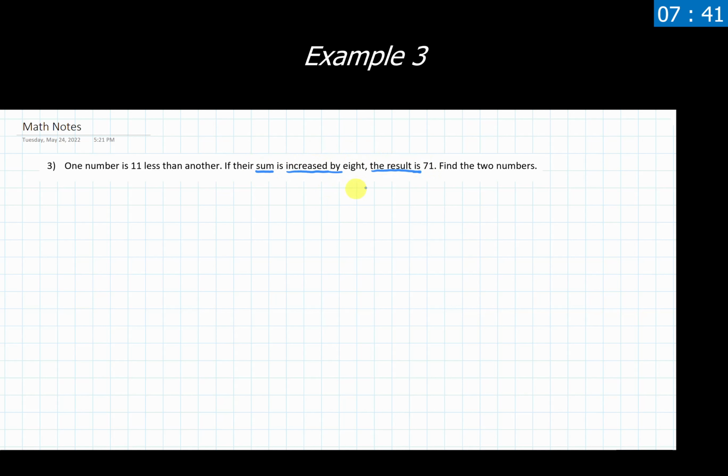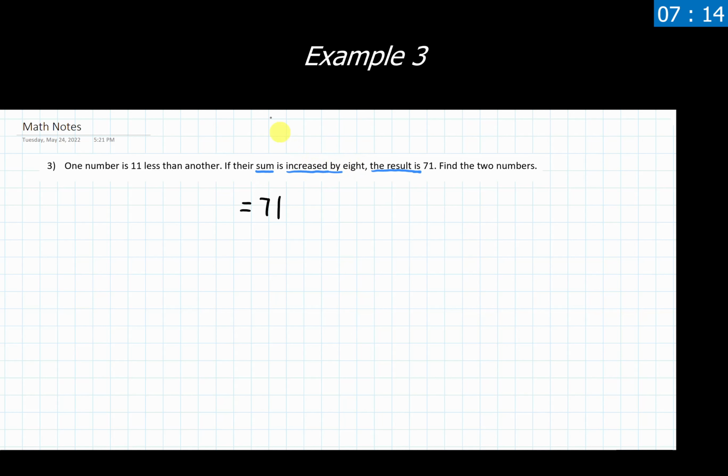So we have some interesting things going on here. We have something equals something, looks like 71. So stuff equals 71. Well, what is the rest of this stuff? It looks like their sum, which sounds like it's two numbers here. So the sum of these two numbers, whatever they are, and whatever that sum is increased by 8.